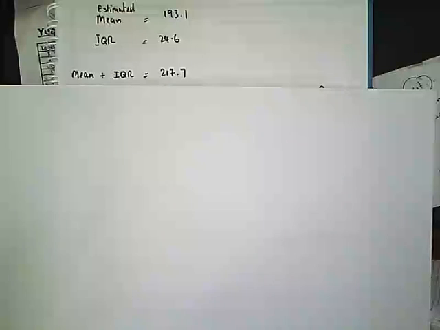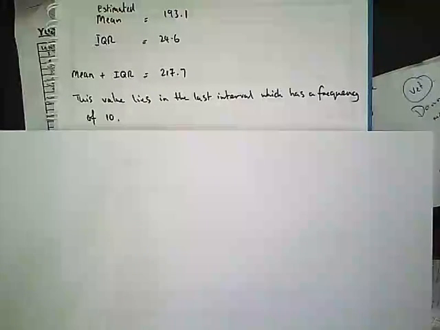What is one interquartile range above the mean? So we add the two together and we get 217.7. So roughly where does this lie in our table? So this lies in the last interval, which has a frequency of 10. Okay, so we're going to have to work out how far through that interval it works, and then what proportion is that, and actually work out that proportion of 10, and then we'll know roughly where that value is.